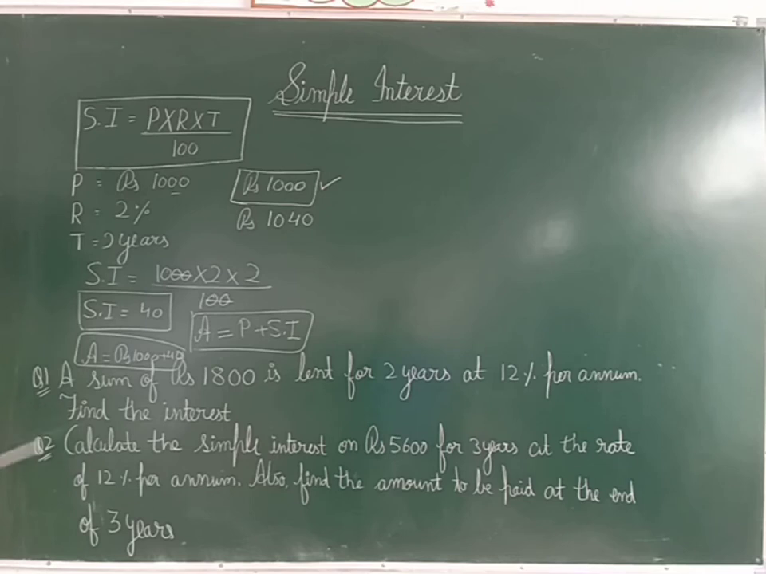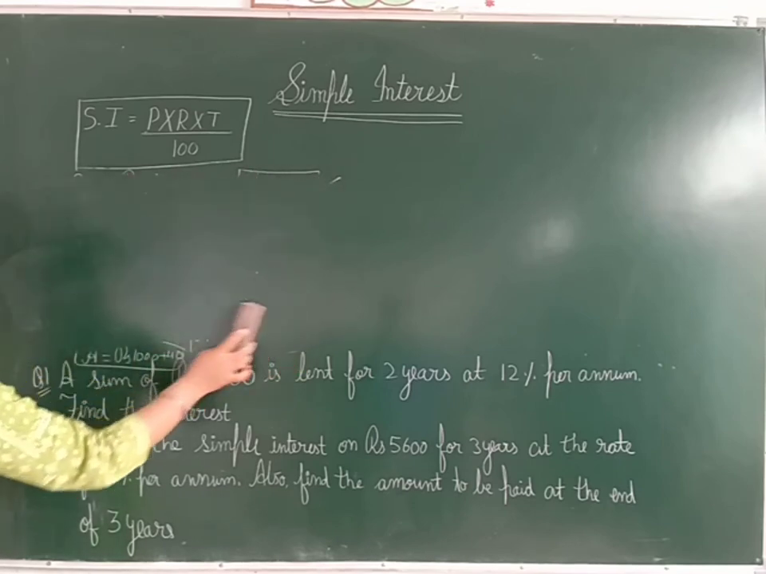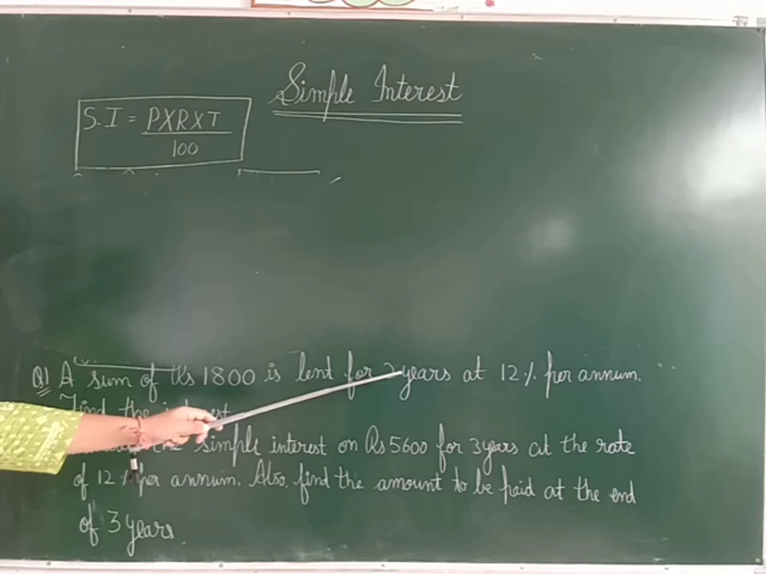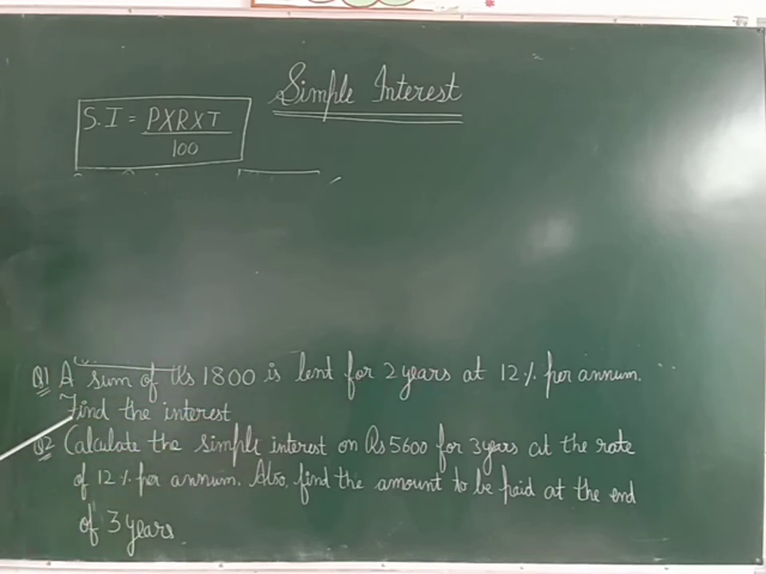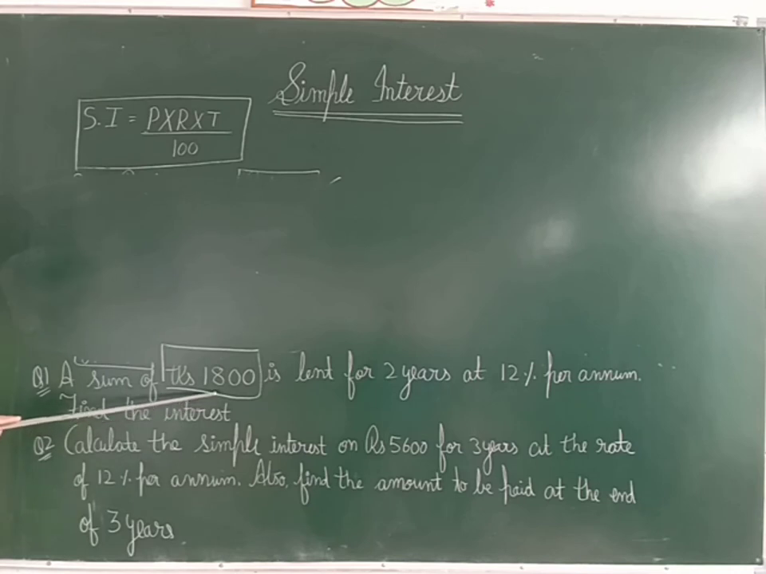So let us solve question number 1. The formula to find simple interest remains the same. That is very easy. So let us solve this sum. A sum of rupees 1,800 is lent for 2 years at 12% per annum. Find the interest. So what is given in the question? In the question, a sum of rupees, so this is principal.